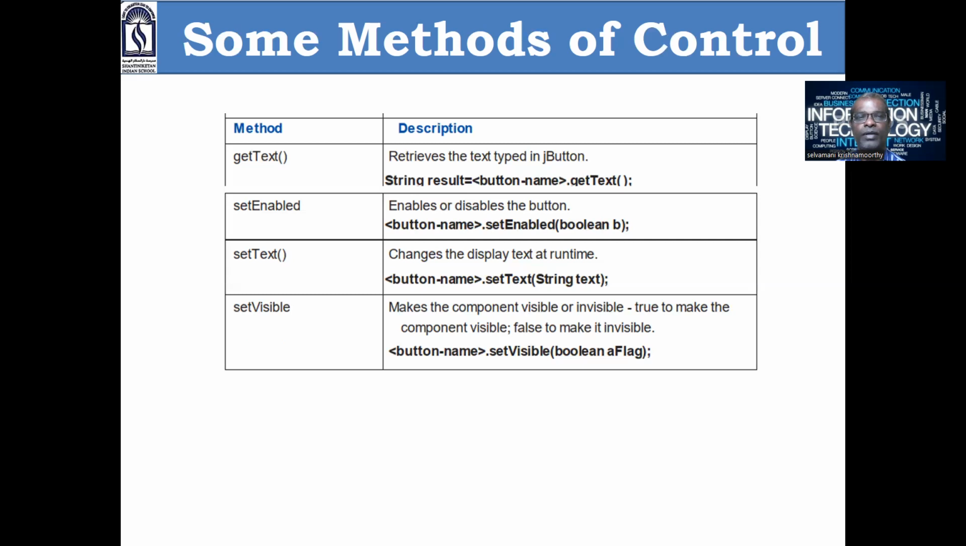Set visible. This method makes the control visible or invisible. The control is available on the form, but if set visible is false, it disappears. If set visible is true, it appears. Okay, these are some of the common methods of a control. In this program, we are going to use only set text.